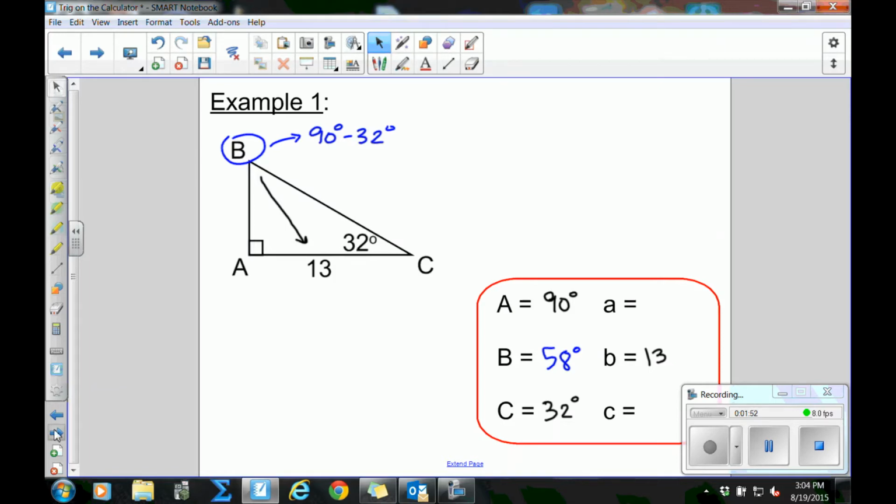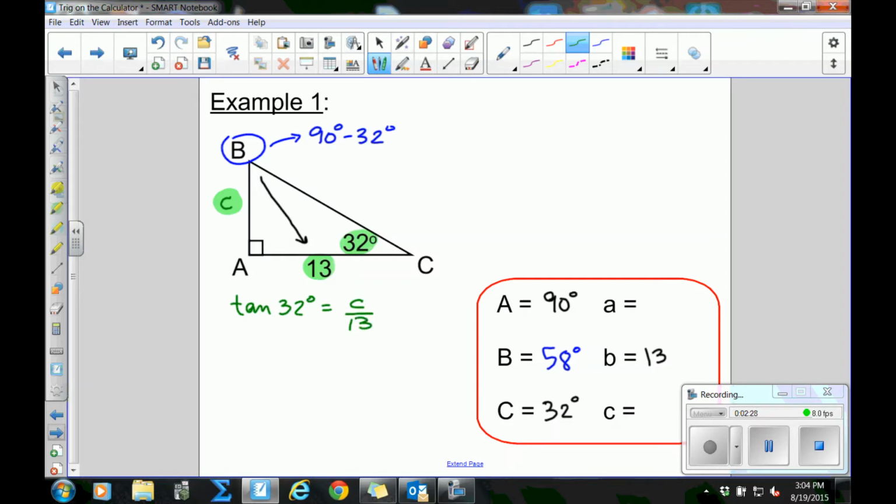Next, we could find one of the missing sides. It doesn't matter which one. How about we find side C? In order to do that, using the given information, we have angle C. We're looking for the opposite. We know the adjacent. So we would set up a tangent equation. The tangent of 32 degrees is C over 13, opposite over adjacent.